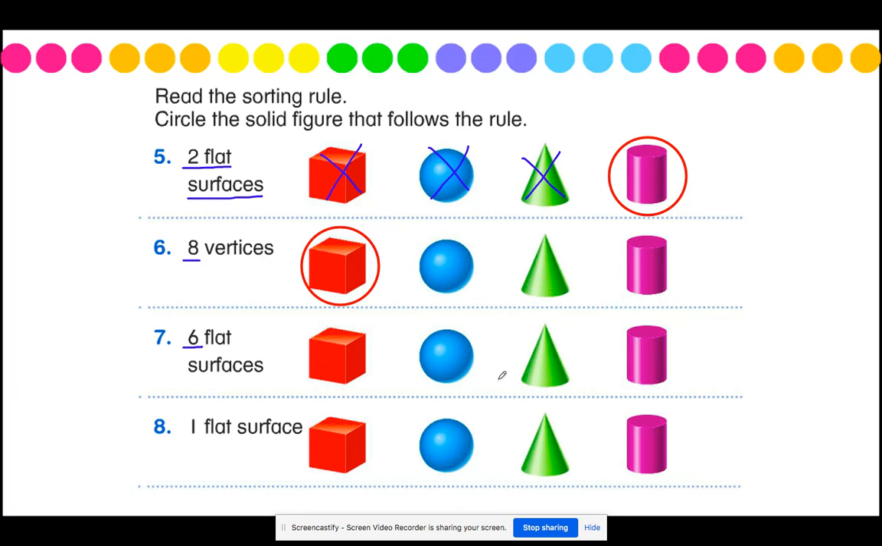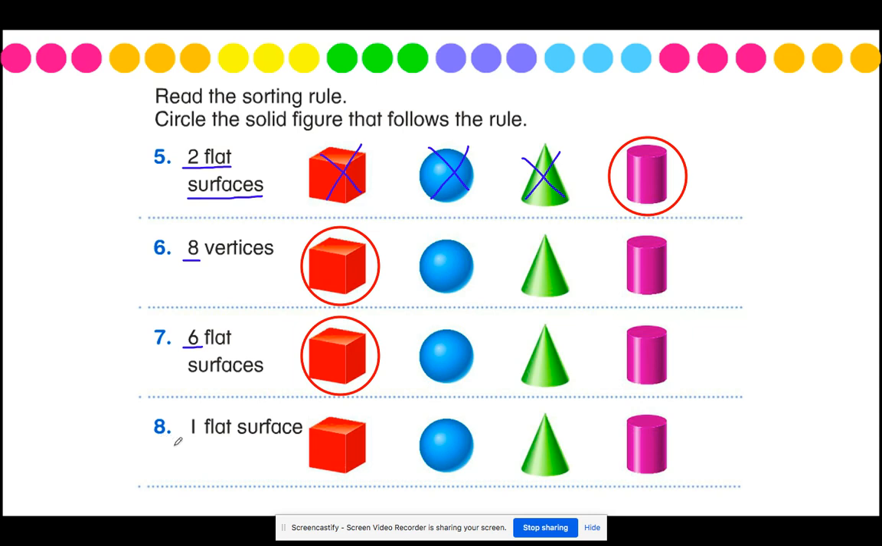Number 7, looking for which solid shape has 6 flat surfaces. Look at the 4 choices and take a minute to think which one is going to have 6 flat surfaces. I hope that you said the cube. Cube is my answer again. Counting those surfaces, we have 1, on the other side 2, on this side 3, on the other side 4, on the top 5, and underneath would be 6 flat surfaces.